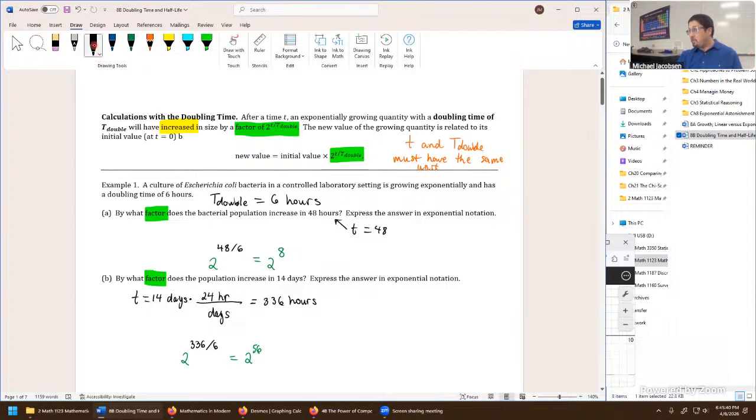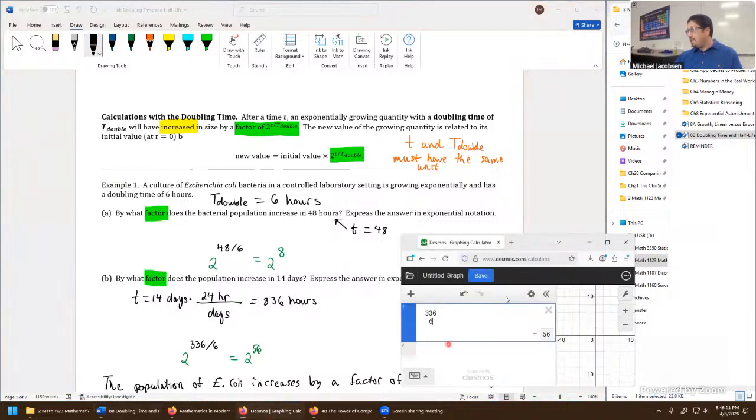So we can now say the population of E. coli increases by a factor of 2 to the power 56 in 14 days.